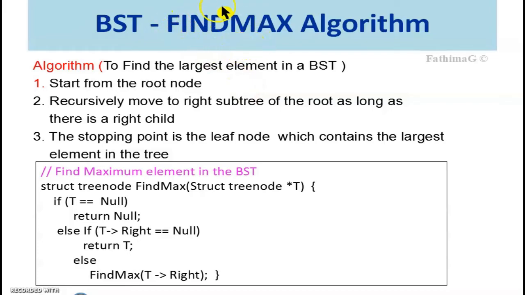Next, let us see the algorithm for find max operation. The find max function is used to find the largest or the maximum element in the BST. To perform this operation, start from the root node, recursively move to the right subtree of the root as long as there is a right child. The stopping point is the leaf node which contains the largest element in the tree. Following the algorithm, the routine for find max is given here. It returns the pointer to the largest element in the tree.